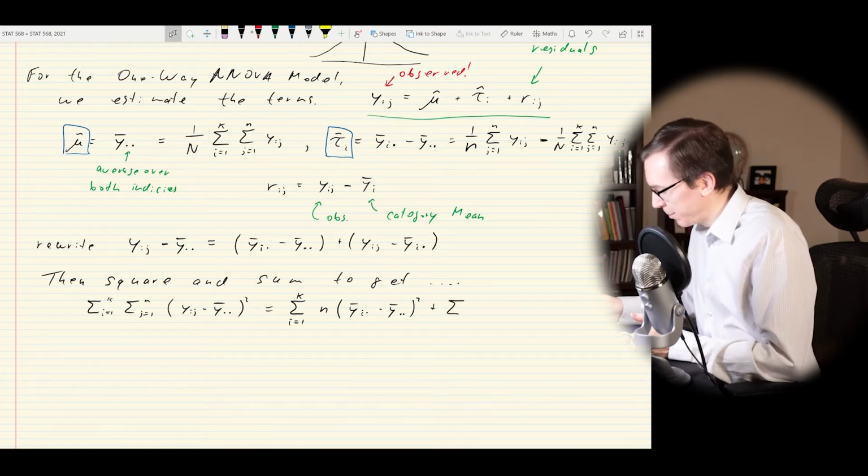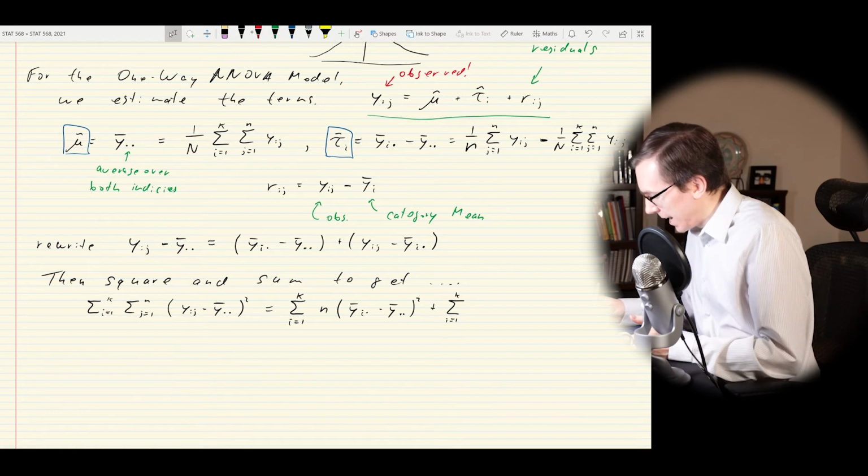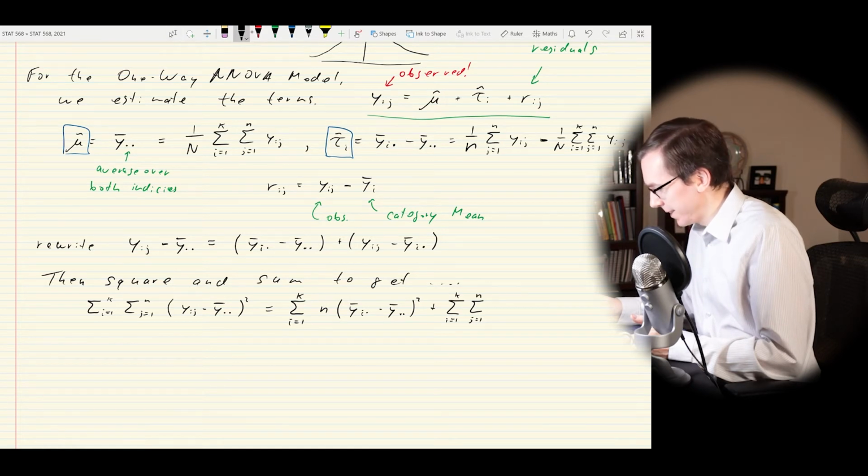And then we'll have a double sum again, i from 1 to k and j from 1 to n, and we're going to sum over the squared residuals, which is going to be this term.